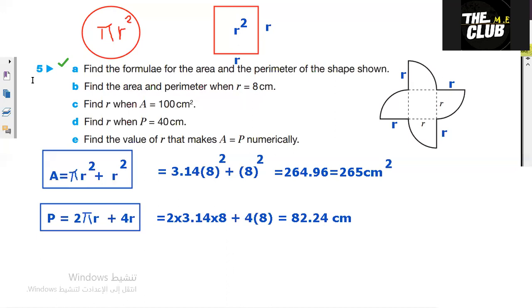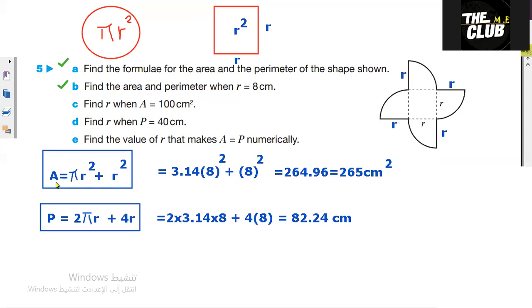Now we found the area and perimeter using the radius 8. Now, in questions C and D, you're going to do the opposite work. They gave you the area here, and they want you to find the radius. They give you the area, and you're going to find the radius. We're going to use the same formulas. They gave you the perimeter, find the radius. So you're going to go the opposite way.